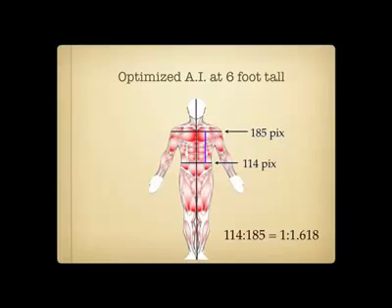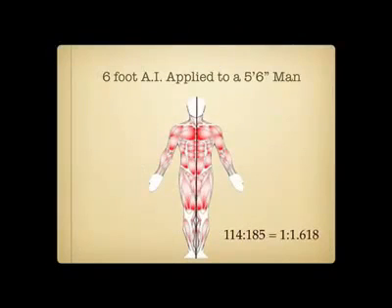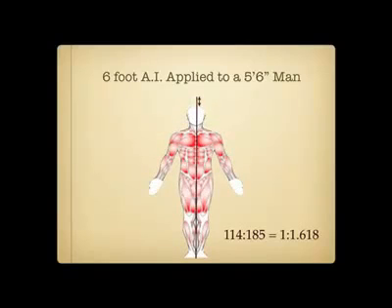Now, if you take the exact same measurements, but apply them instead to a 5'6" man, right? So we've lost 4 inches in height. Well, he can still have the same shoulders and same waist. Only now, if you look, see, it's slightly off. Not a big deal when you're looking at 6 foot to 5'6", but it does make a difference.